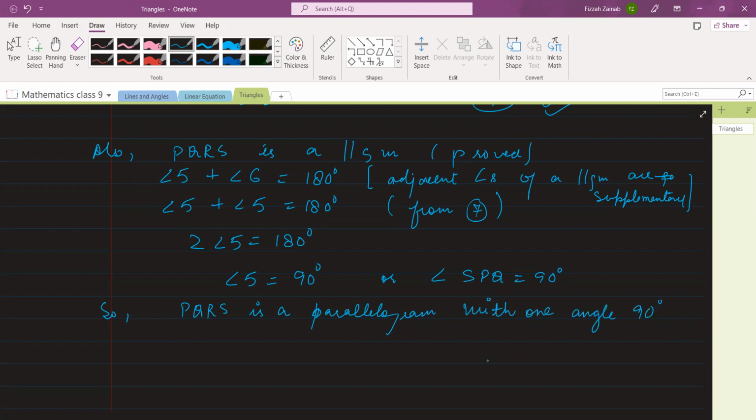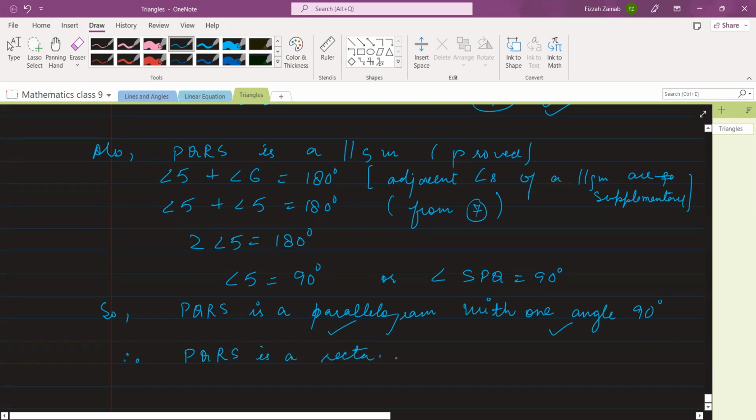Right, so we have proved two things. In the first step, we have proved it's a parallelogram. In the second step, we have shown that one angle is 90 degree, and therefore we can say it is a rectangle. So therefore PQRS is a rectangle.